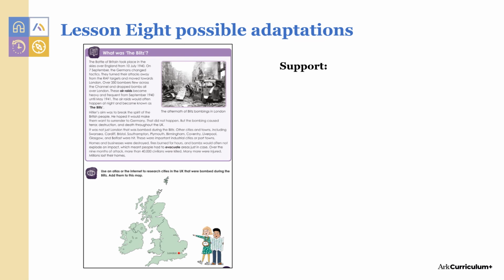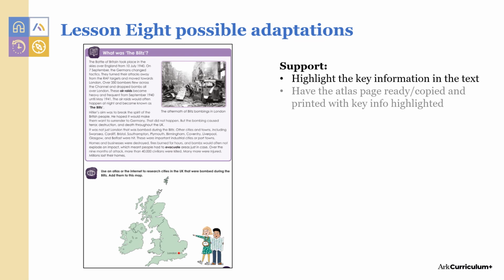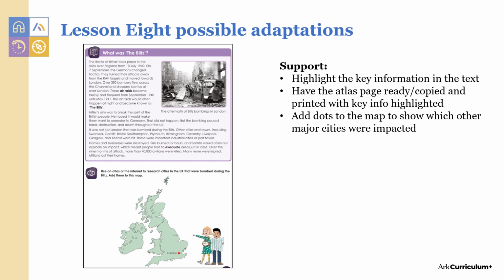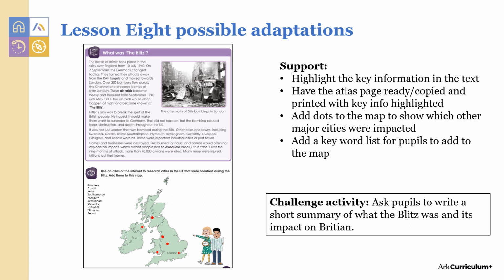In Lesson 8, support pupils by highlighting the key information in the text, by having the atlas page ready or copied with the key information highlighted. Add dots to the map to show which other major cities were impacted. And you could add a keyword list for pupils to add to the map. Challenge pupils by asking them to write a short summary on what the Blitz was and its impact on Britain.